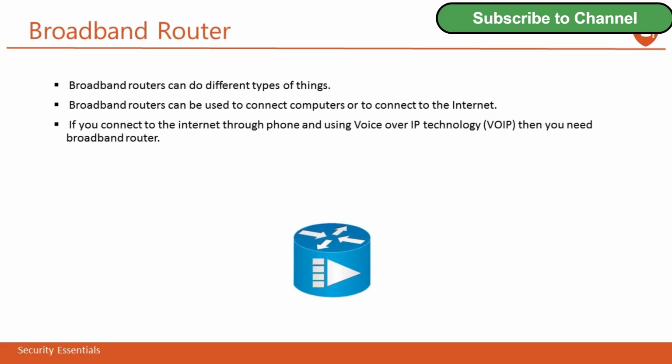So next we're going to look at the broadband router. So what is a broadband router? Broadband routers can do different types of things. They can be used to connect to the computers or to connect to the internet. If you connect to the internet through the phone and are using voice over IP technology, then you need a broadband router. So if you're connected through the internet and you're using telecommunications, then you would need a broadband router.